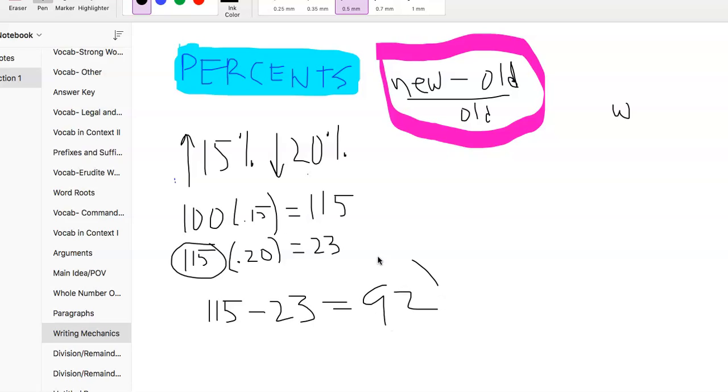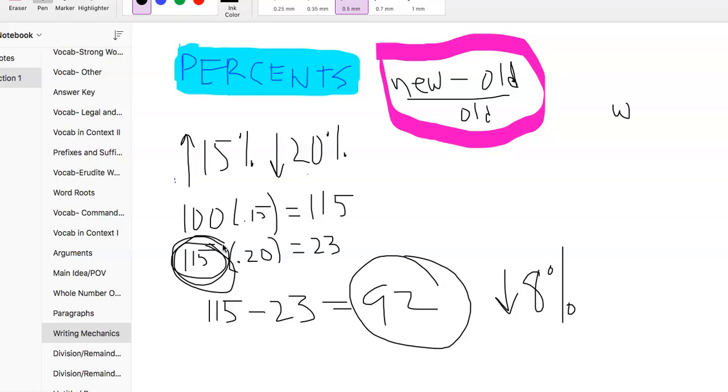So it actually dropped by 8%, because we started at 100 and ended up at 92, so it's down 8. That's how we would go about finding something like that: always making sure you're multiplying this new number, this 115. If you're doing that, you're in good shape. Start with a number that's easy to use. 100's really the best choice.